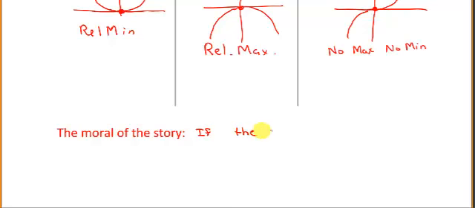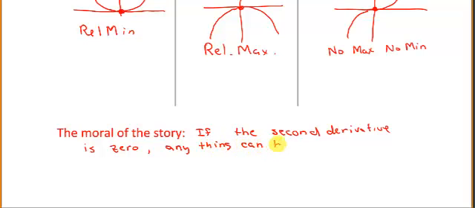the second derivative is 0, anything can happen. You could get a relative min, you could get a relative max, or you might not get either one of those. All right, so try a different test.